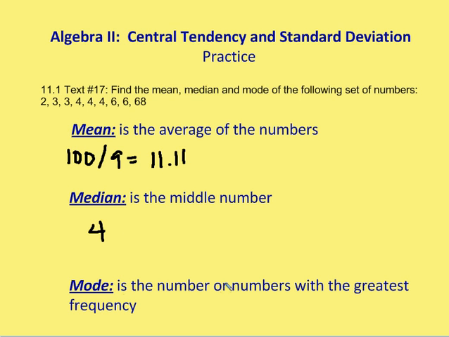The mode is the number with the greatest frequency. I can see that 4 has 3 occurrences, more than any other value. So 4 is also going to be my mode. So you can see the value of the outlier in this case skews the mean quite considerably.